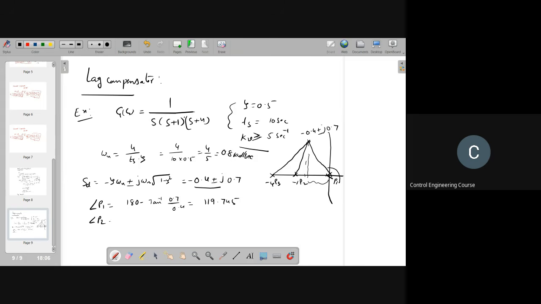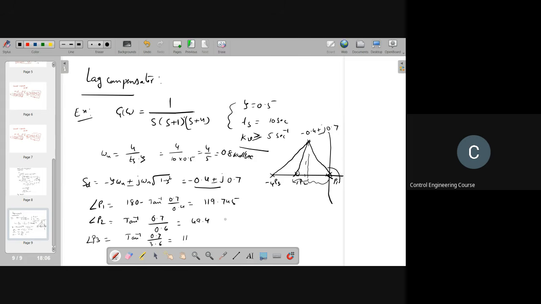Now angle P2 is simply tan inverse, because this is at minus 1 and this is 0.4. So this is equal to tan inverse of 0.7 divided by the distance from here to here, that is 0.6. It is 49.4. And angle P3 is tan inverse 0.7 by 3.6. This is equal to 11 degrees.